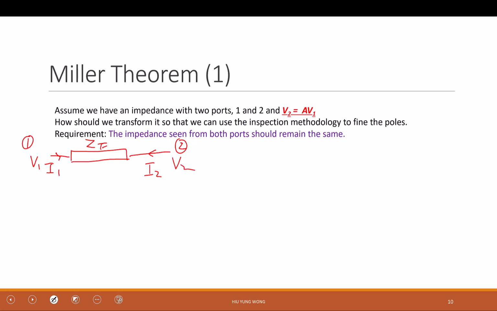So what is the relationship? How do I say it? I should say that this one, I want to transform to another circuit.